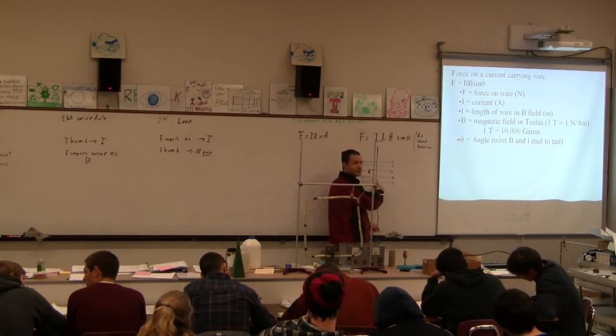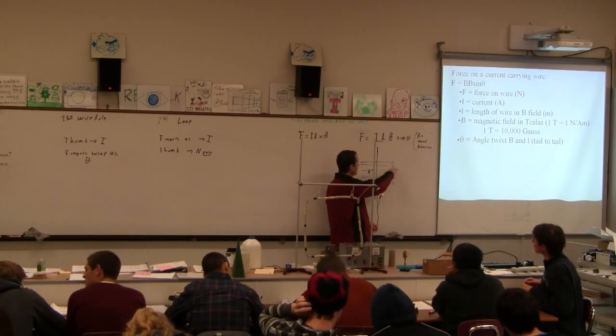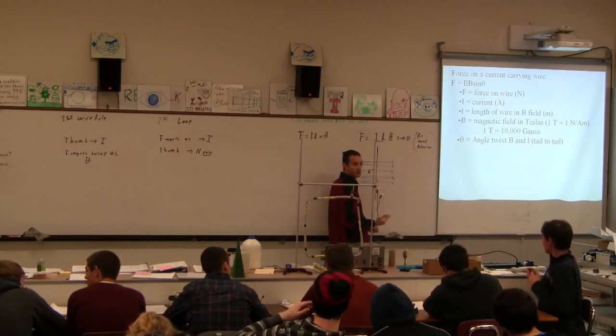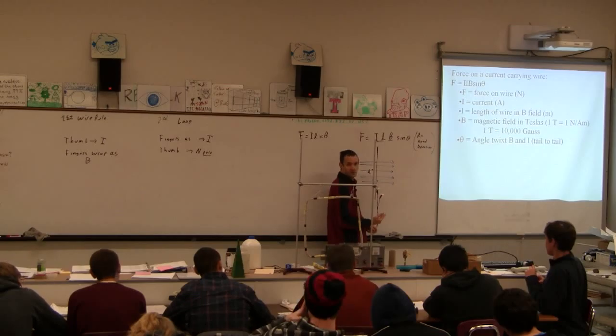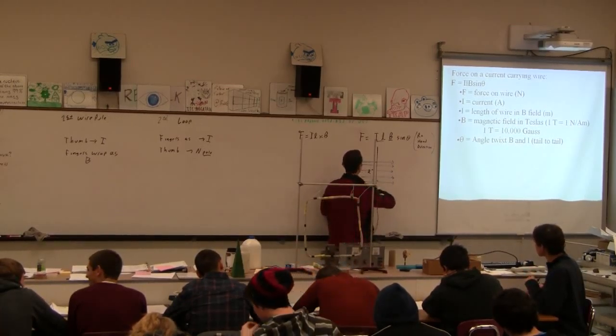And of course 90 degrees gives you the biggest force, right? All the way down to if we actually made the wire parallel to the magnetic field, there would be no force, is the way the formula works, right? Okay, but right now that angle is 90 degrees. Okay, and then let's give the current a direction.